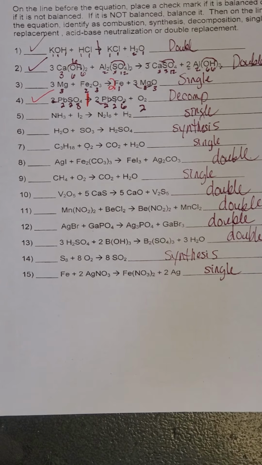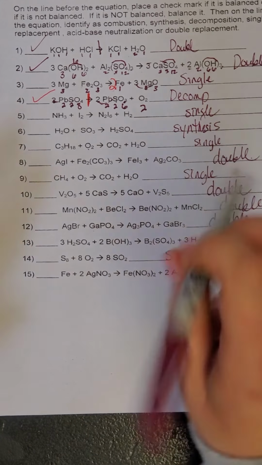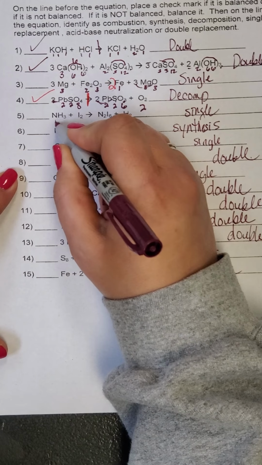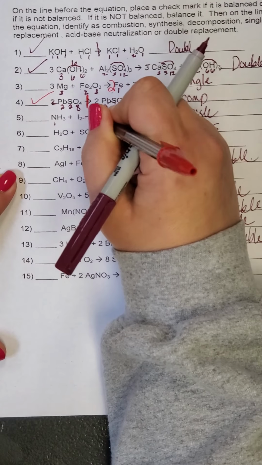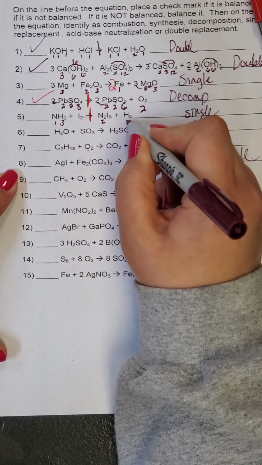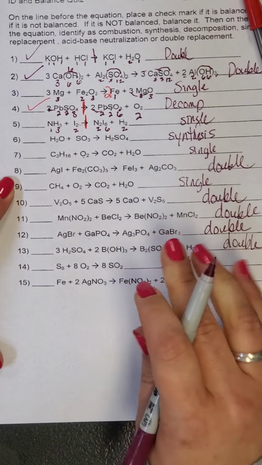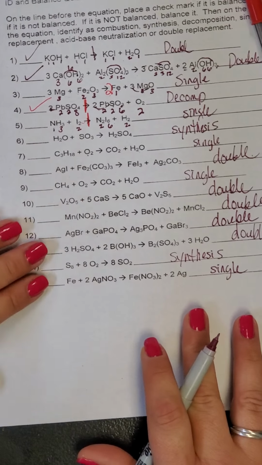Yeah. Number 5, in counting that: 1 nitrogen, 2 nitrogens. There's my divider, my yields. 3 hydrogens, 2 hydrogens, 2 iodines, 6 iodines. This is way off, but we're going to fix it.